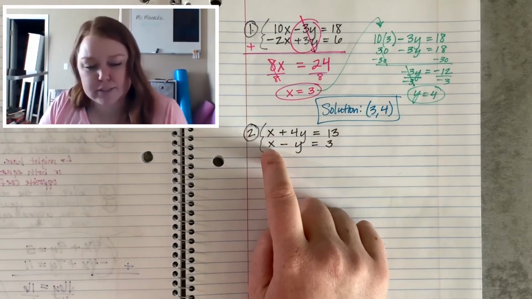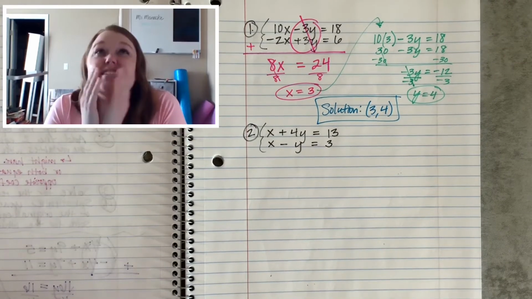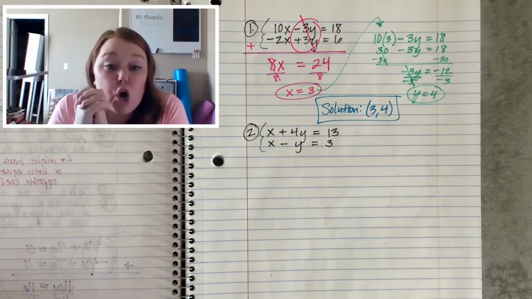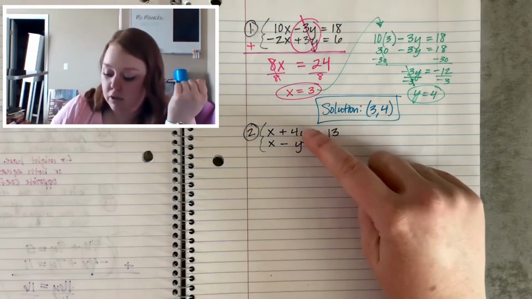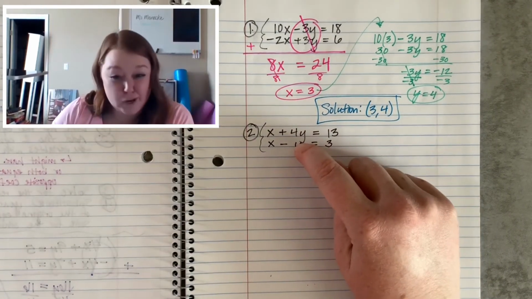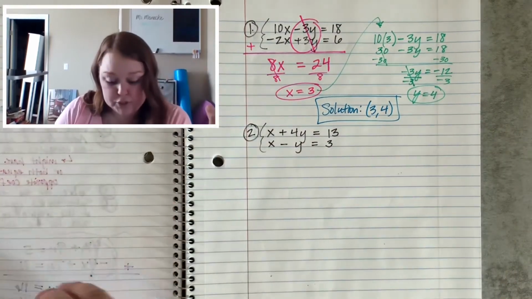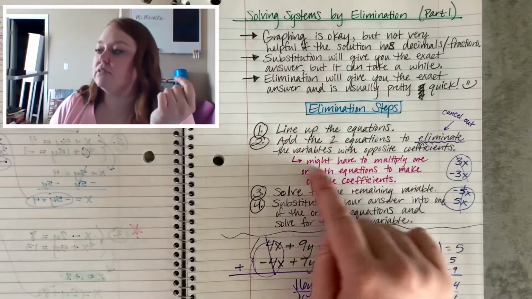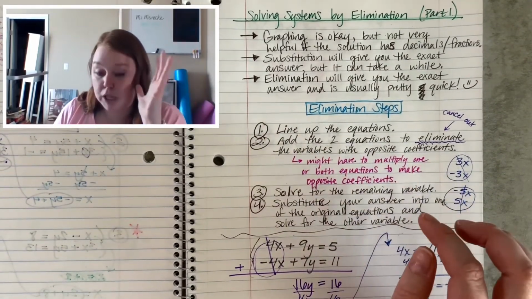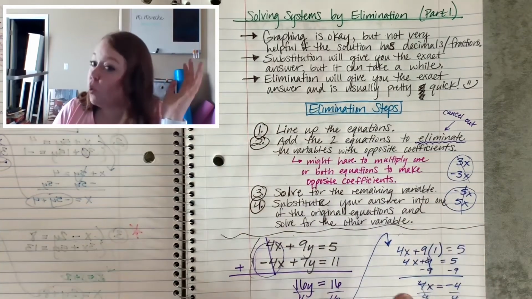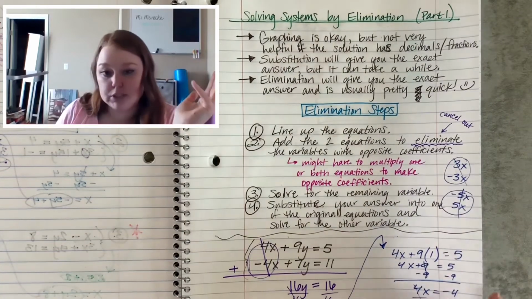You have a positive X and a positive X. Does that eliminate to 0x? No. When you add those up, you would get 2x. 4 and a negative 1, does that eliminate? No. So this is where we made this little note. I hope you highlighted it. It said might have to multiply one or both equations to make opposite coefficients.